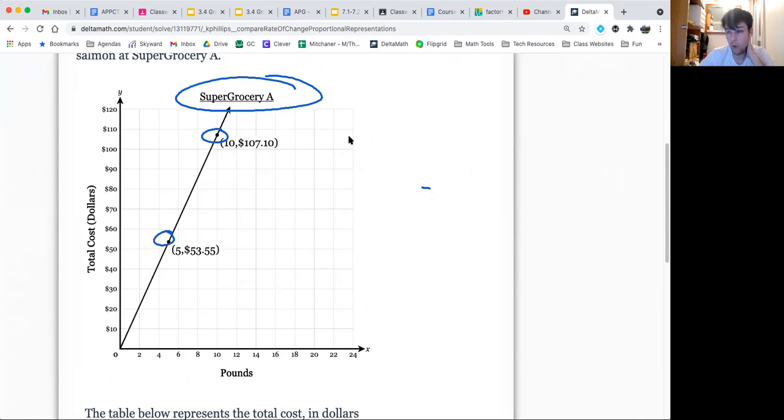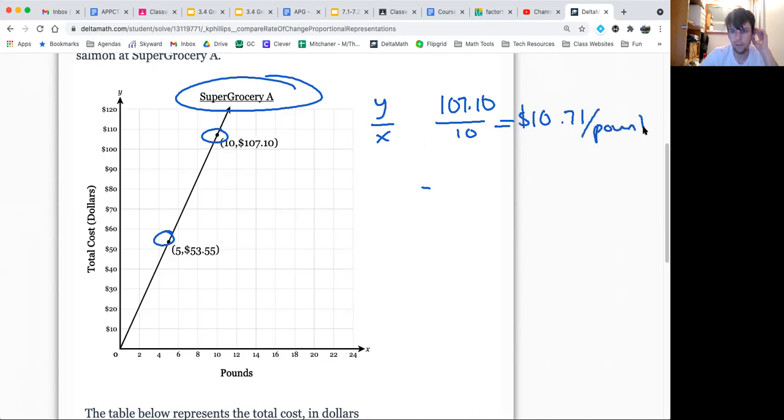We could find some rates on this, so we could take y over x and just sort of compare the rate on this. So 107.10 divided by 10. That would tell me that this is actually $10.71 per pound. Dollars on top, pounds on bottom. This is dollars, this is pounds. So that's that rate. And then the other one should be the same, but let's just double check this.